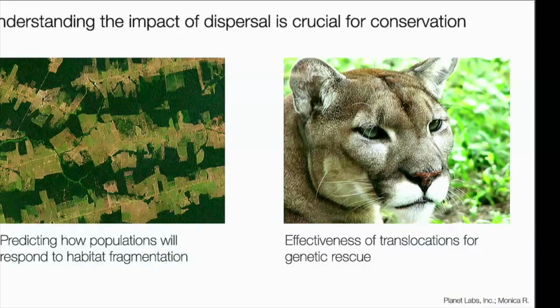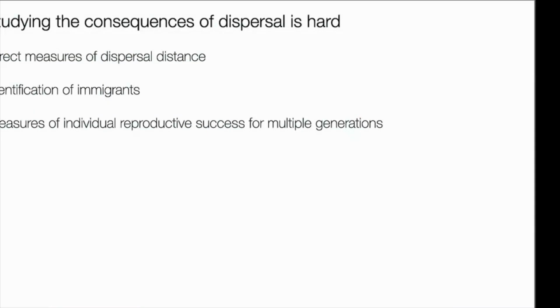One of the hot topics in conservation right now is genetic rescue and whether or not we can use that as a conservation management tool. But we don't have a good enough understanding of the long-term consequences of dispersal, I think, to really assess the effectiveness of genetic rescue. So the problem is that studying dispersal can be quite hard in natural populations.